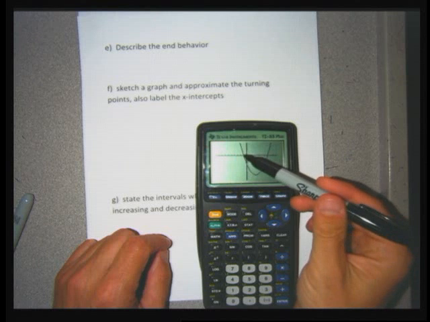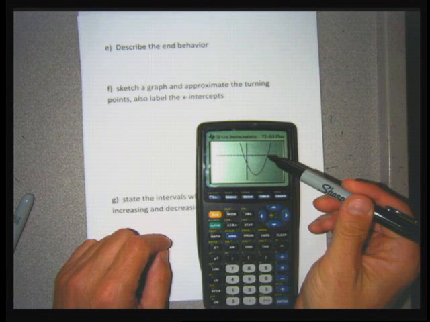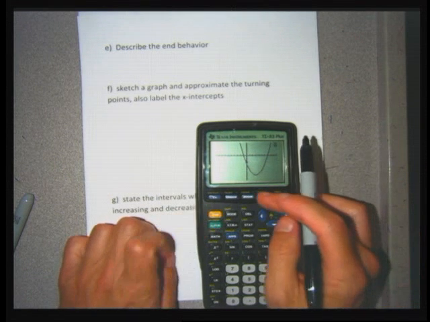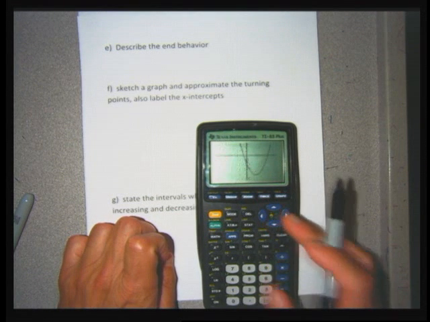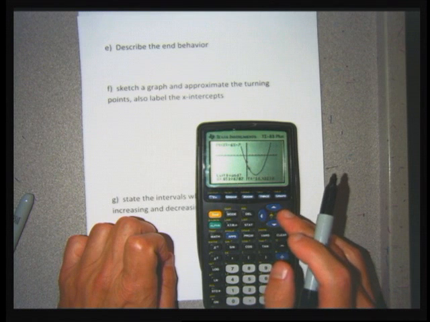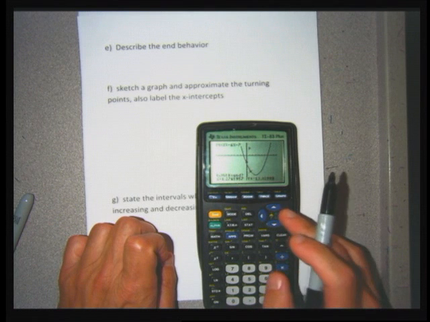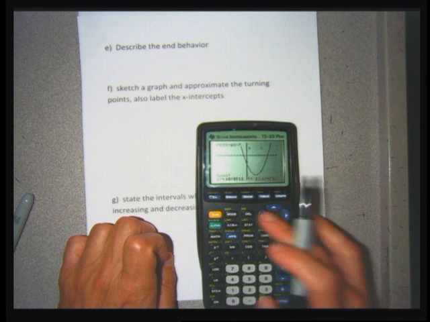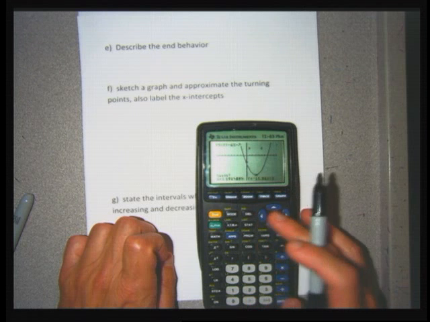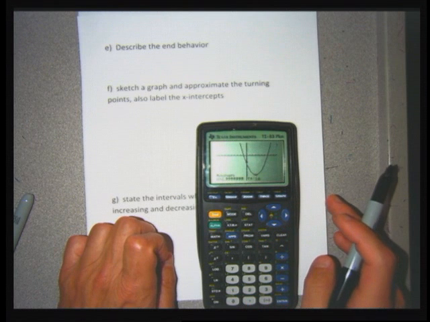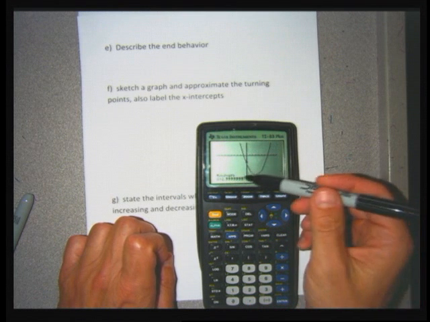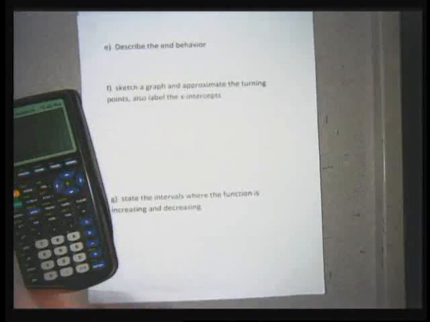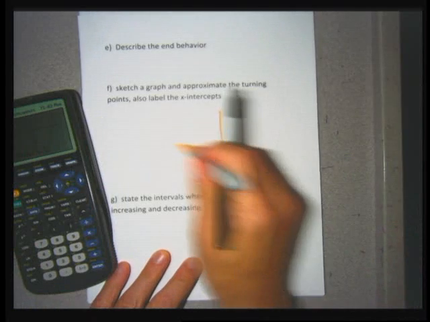The x-intercept at negative 1 and the x-intercept at 7 show up there. And the local minimum point I'm going to get by going second, calc, going down to option 3 that says minimum, tracing until I get close to the vertex but to the left of it, and then getting on the right side of the vertex and tracing and hitting enter, getting as close as you can to the vertex. I'm going to round this 2.999 to 3. I'm going to say it's 3, negative 16.